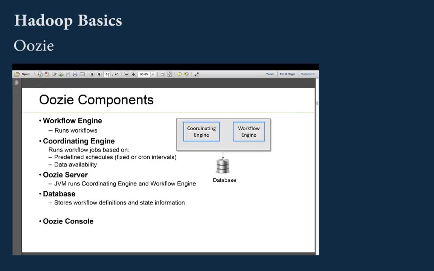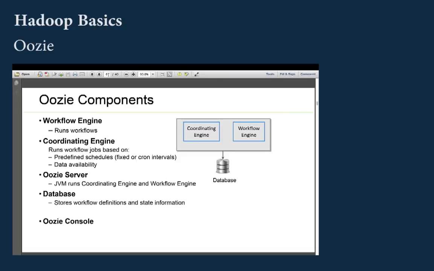So what are the components of Oozie? Oozie actually runs outside the cluster on a different server, and Oozie has majorly two engines. There is a workflow engine which runs the workflow. There is a coordinating engine that basically runs workflows based on predefined intervals, that's like a cron, or on data availability. So the workflow engine is to run the workflow, and the coordinating engine technically takes care of when to run a workflow.